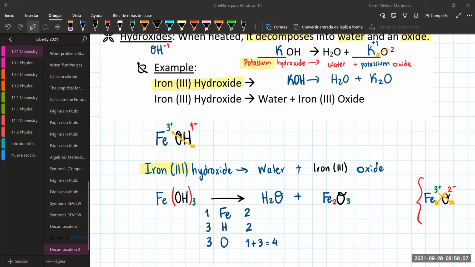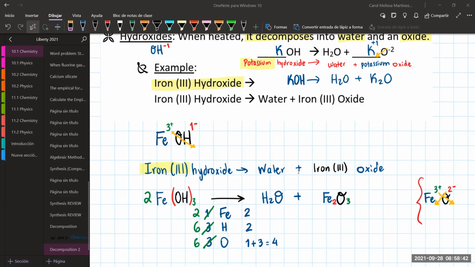To balance, I need to put 2 in front, and my iron now is going to be balanced. But that 2 is going to affect not just iron, but also oxygen and hydrogen. Okay? So my hydrogen is 2 times 3, 6, and the oxygen the same. 2 times 3, that makes 6, because I need to balance. Okay, my iron is balanced already.